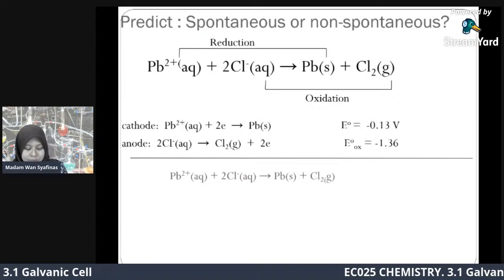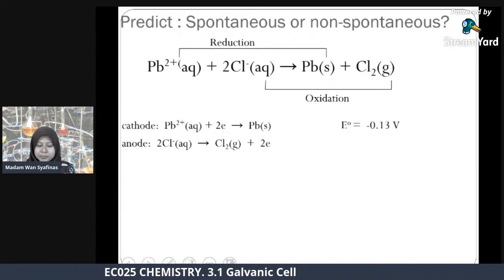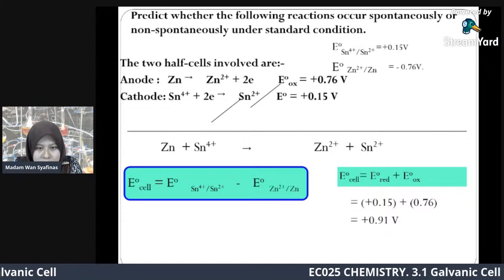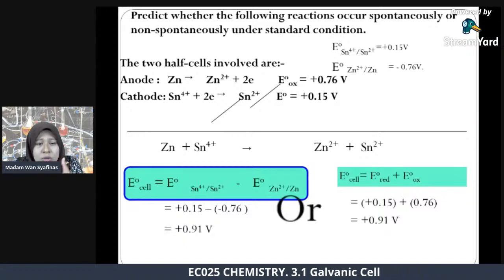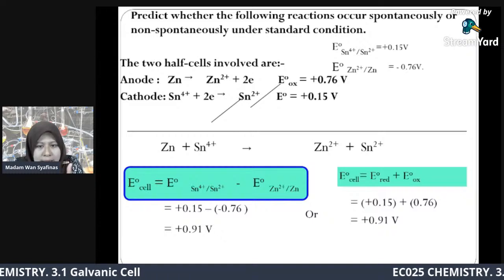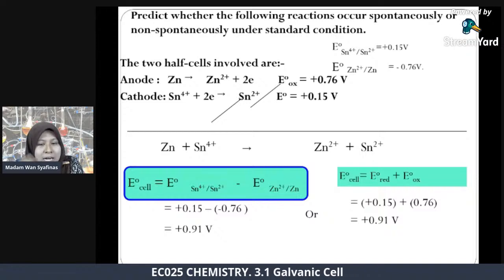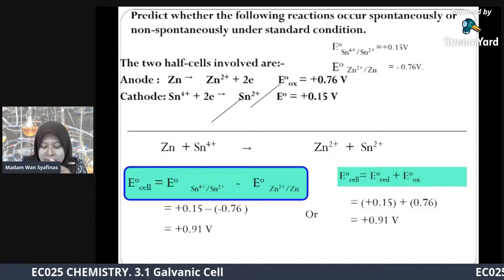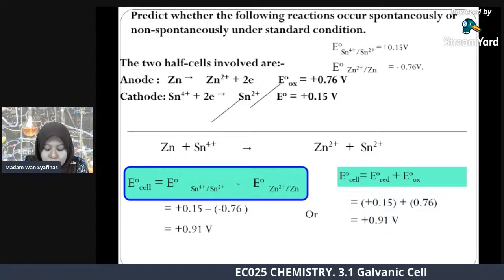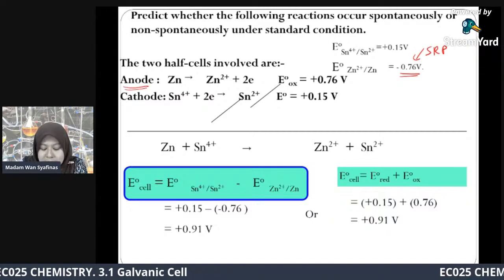Okay, kita tengok example ni dulu. Kita nak predict whether the reaction is spontaneous or non-spontaneous under standard condition. Dia bagi kat kamu 2 half cell. Dekat anode dia ada zinc. Untuk soalan ni dia bagi kat kamu nilai zinc adalah in oxidation, dia dah ubah sign dia. Kalau dalam SRP table nilai dia negatif 0.76. Tapi untuk equation ni sebab dia tahu zinc tu adalah anode, dia buat proses oxidation, so dia dah ubah siap-siap, dia bagi E naught oxidation.